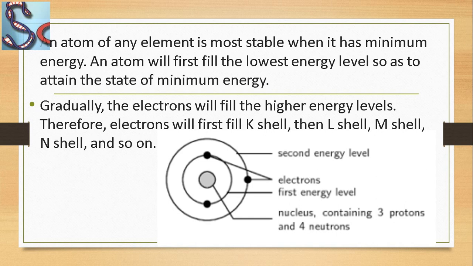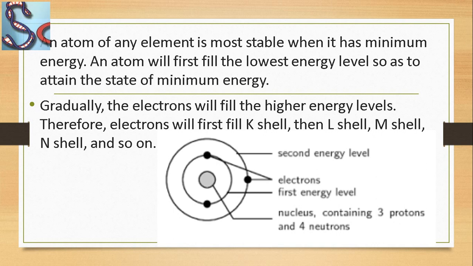And when electrons enter the K shell, they first completely fill the K shell and after that electrons will start filling in the L shell. Now the electrons will fill the higher energy levels in order, therefore electrons will first fill the K shell, then the L shell, M and N and so on.